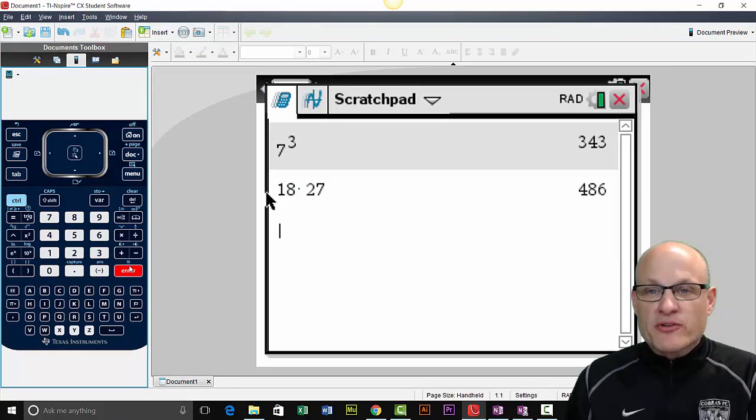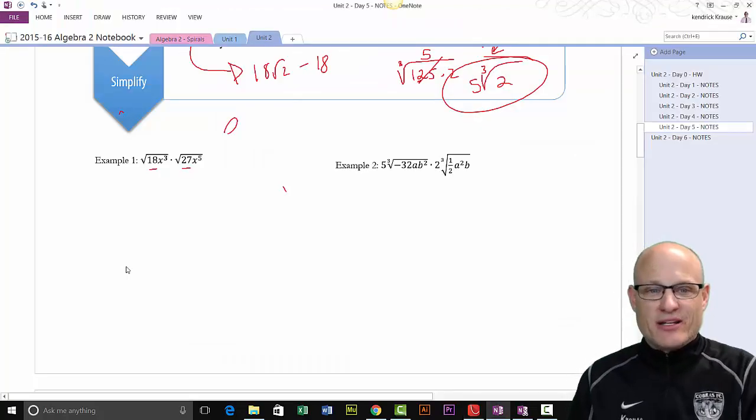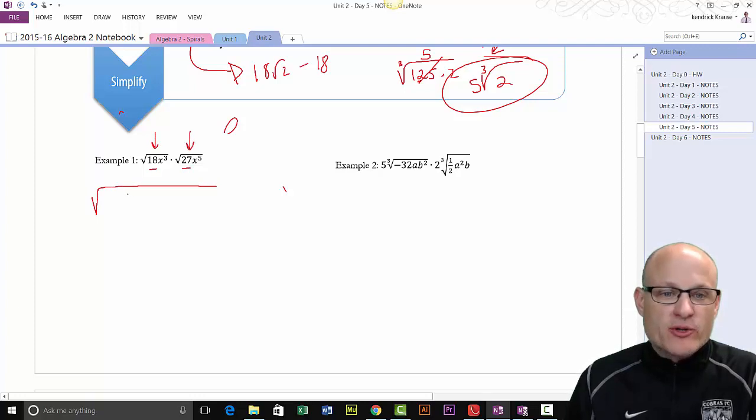Anybody want to guess what the highest perfect square that goes into 486 is? I have no idea. I think it's 81, but I don't even know. So what we're going to do is this. Since they're both square roots, we can multiply them together.